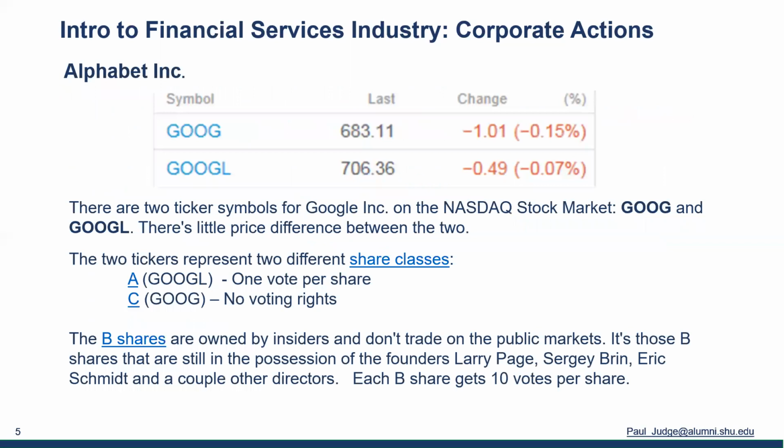Now, I just brought up this slide, and if you sat through all the equity discussions, you probably saw this example. I like to use Google as an example of a corporate action, because there's a couple of things going on here. Google actually changed the name of their company. So the board of directors of Google said, we're going to change the name of our company. We're now going to be called Alphabet Incorporated. Well, that was a corporate action.